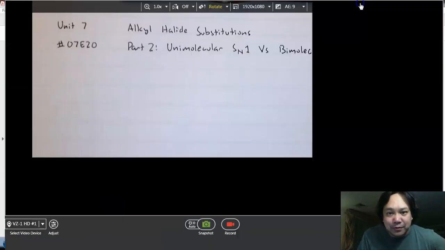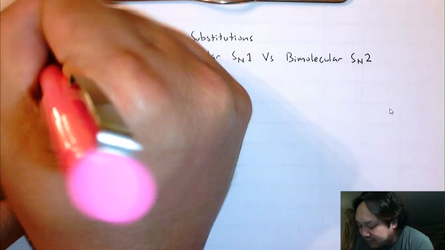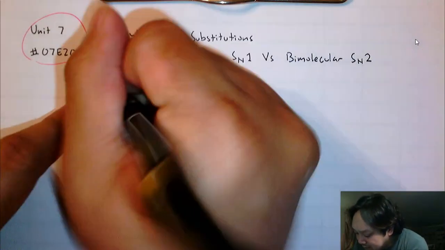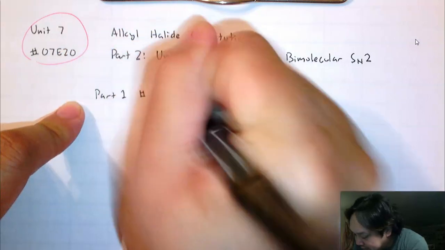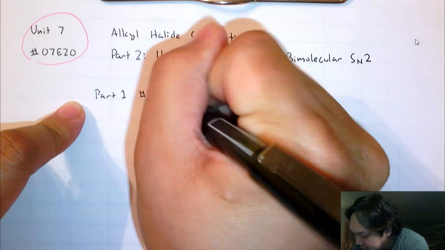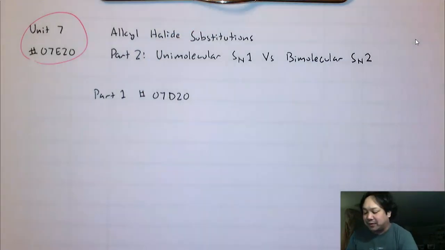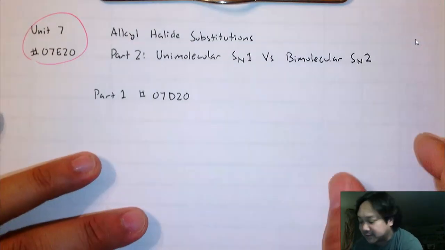So why don't we just go ahead and jump right in. I will assume that you viewed the previous videos on Unit 7. In particular, I think Part 1 was number 07D20. Okay. And that's where we introduced SN1 and SN2 and looked at a couple of mechanisms.